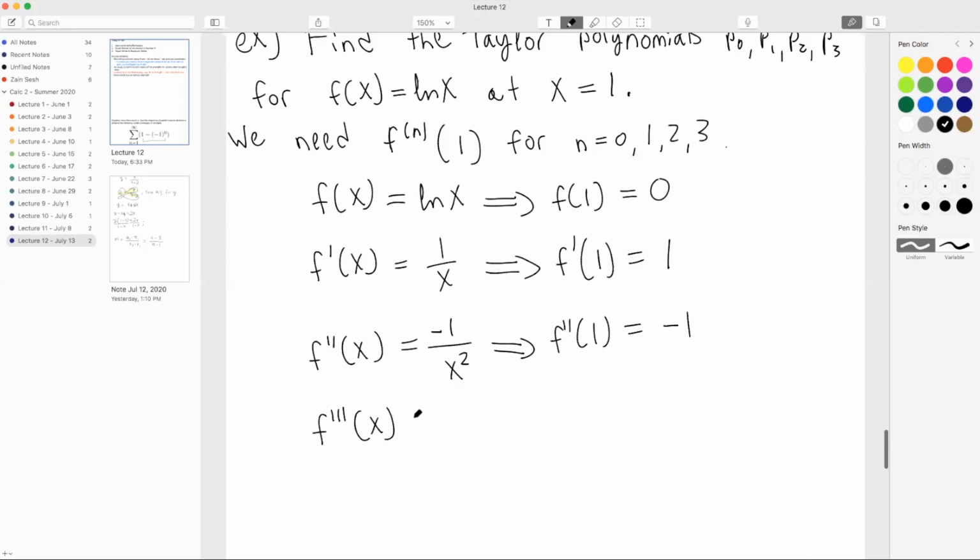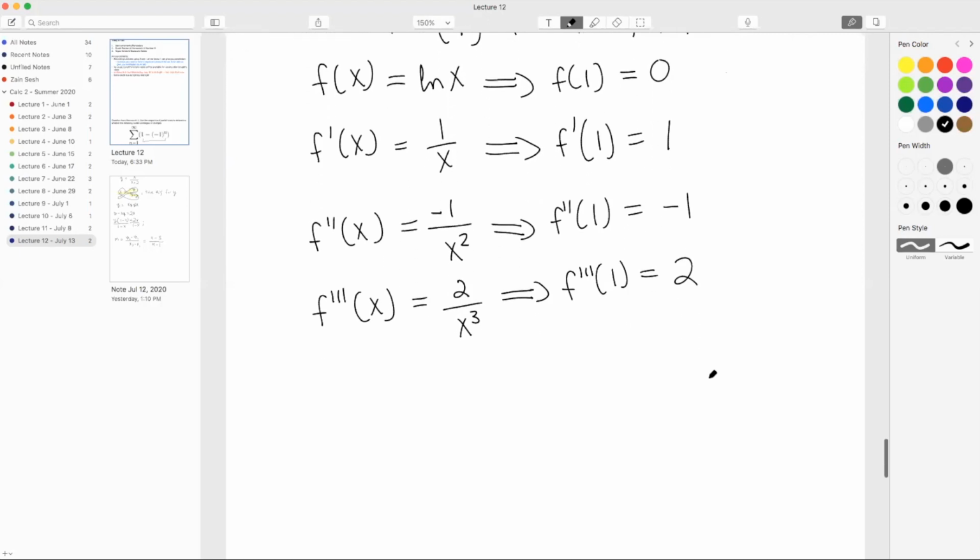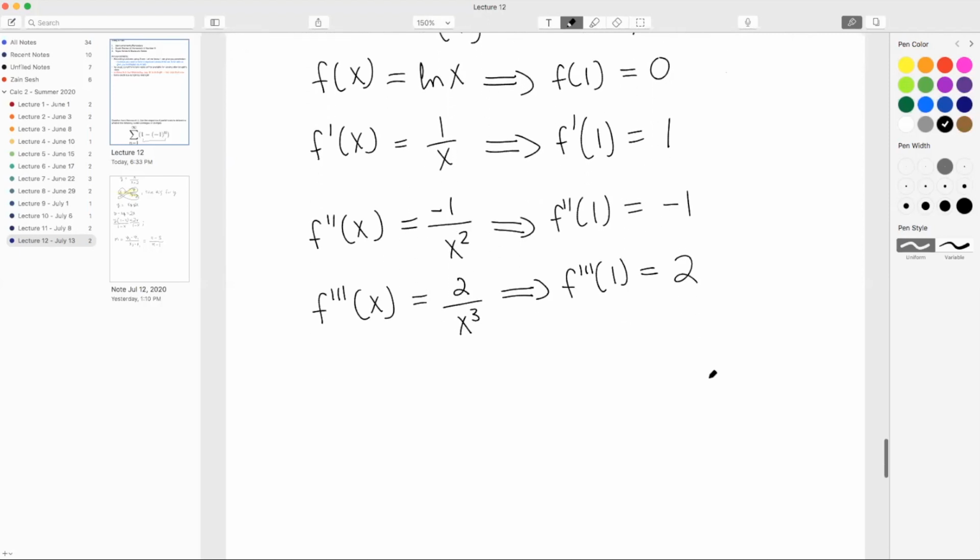And let's look at the third derivative, f triple prime. Take the derivative of negative 1 over x squared. Just use the power rule again. That will be positive 2 over x cubed. And evaluating that at x equals 1 will give you positive 2. All right, good. So now let's plug this into our Taylor polynomial formula.